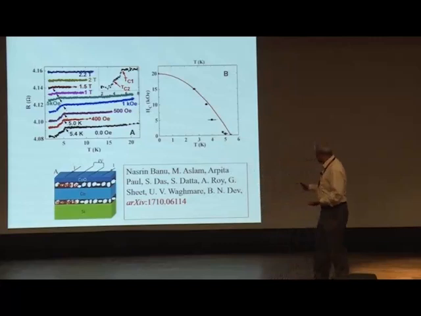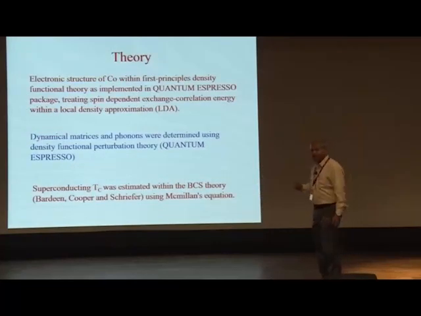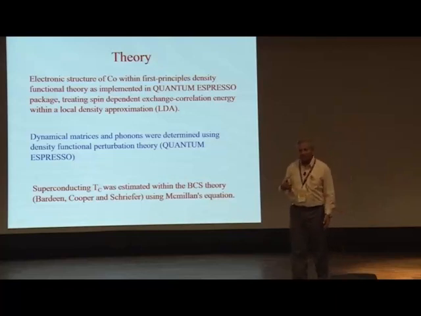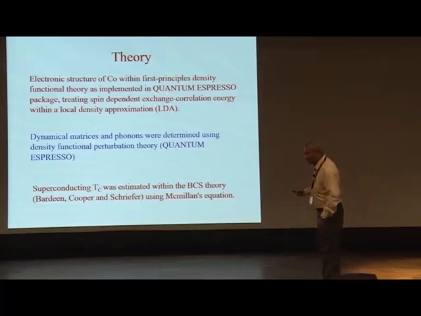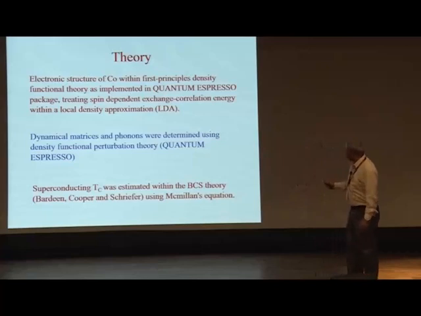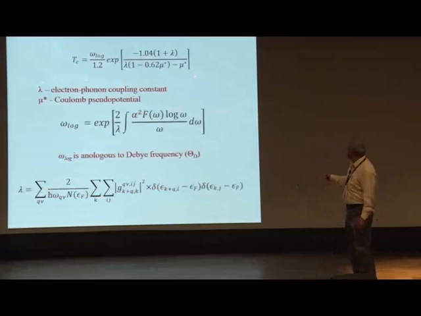So this is also now available in arXiv. Now I explain the theoretical work that explains this TC. This is again the spin-resolved calculations, and the dynamical matrix. The estimation of TC shown here uses the McMillan formula. There are different parameters.